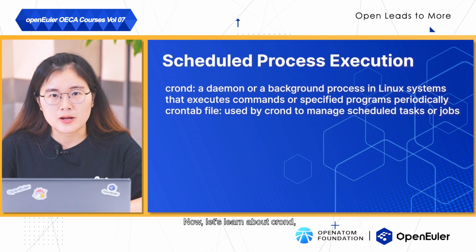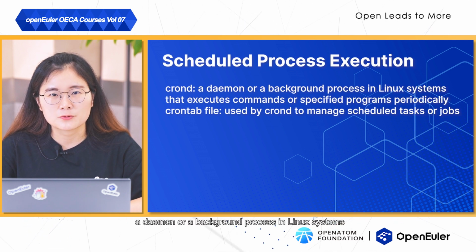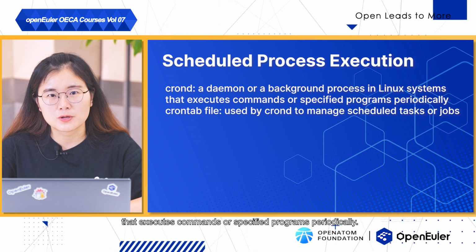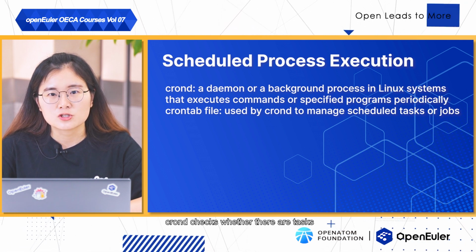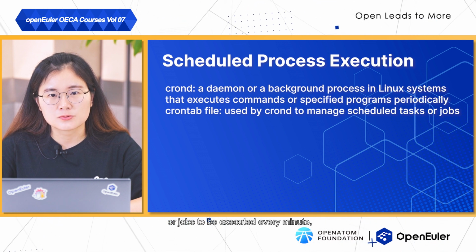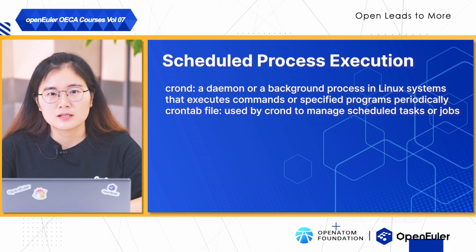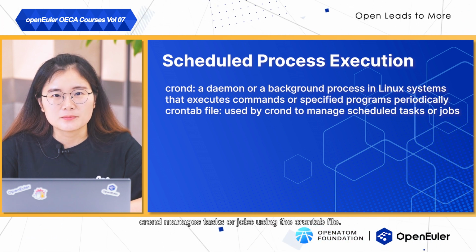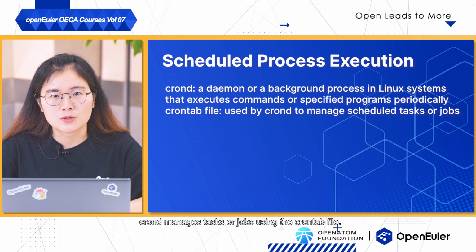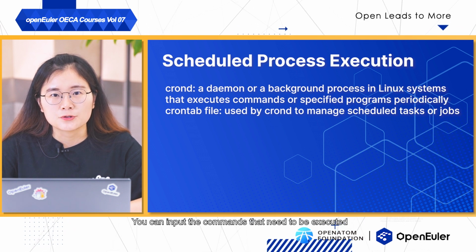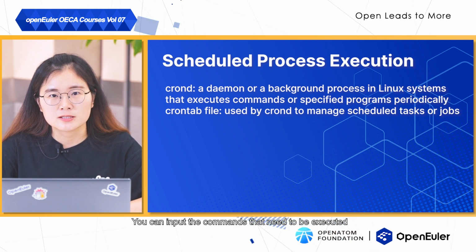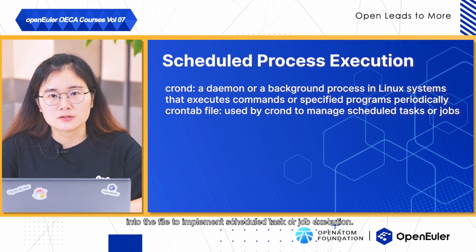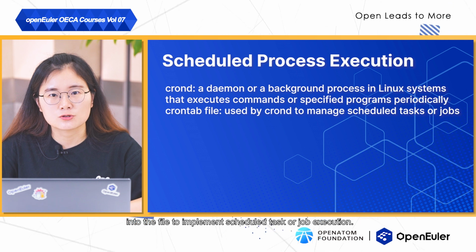Now let's learn about Cron, a daemon or background process in Linux systems that executes commands or specified programs periodically. Cron checks whether there are tasks or jobs to be executed every minute, and if there are, it automatically executes them. Cron manages tasks or jobs using the crontab file. You can input the commands that need to be executed and the time when they should be executed into the file to implement scheduled task or job execution.